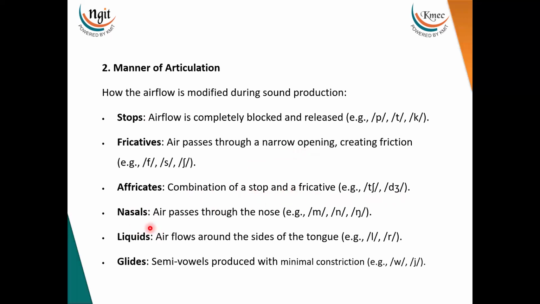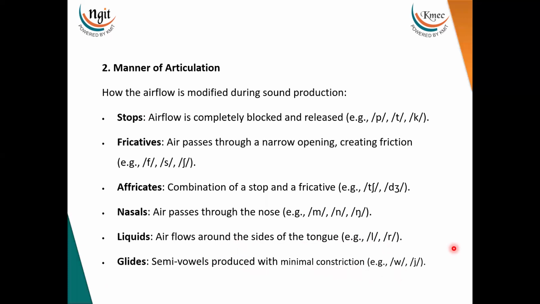Next is nasals, where air passes through the nose. For example, you can say man, man. Then liquids, where air flows around the sides of the tongue. The best example for this is leaf, L-E-A-F. Next is glides, semi-vowels produced with minimal constriction. An example is win. So these are called the manner of articulation, that is, how the airflow is modified during sound production.